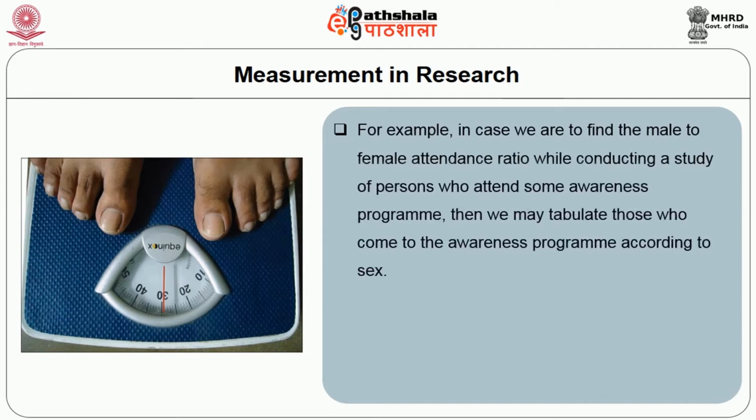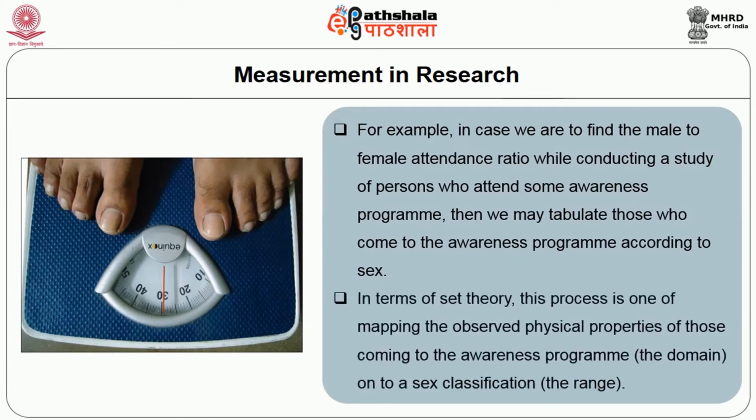For example, in the case we are to find the male to female attendance ratio while conducting a study of persons who attend some awareness program, then we may tabulate those who come to the awareness program according to their gender. In terms of set theory, this process is one of mapping the observed physical properties of those coming to the awareness program, which is the domain, on a sex classification, that is the range.